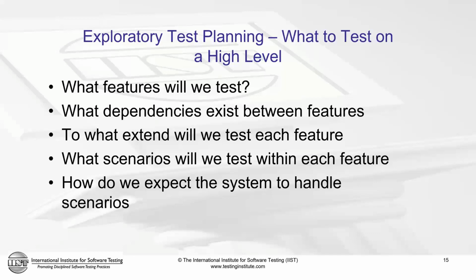What features are we going to test? Of course, that simply means what user stories we're going to be testing if we're doing an agile project. If the user story is huge, then we break it down and say, okay, what am I going to test out of that user story? So that's test planning. Are there any dependencies between what I'm going to test? Because that would help me decide which ones I'm going to test first and which ones later.